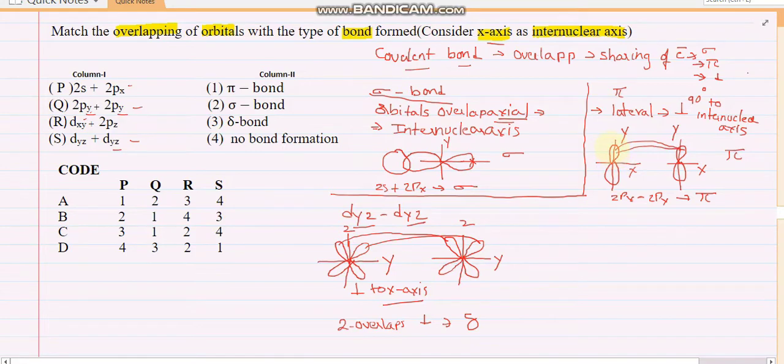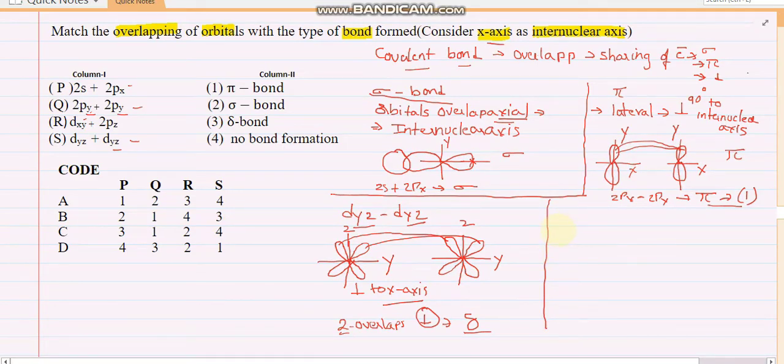Here how many overlaps? One orbital overlaps with another orbital. Here in a pi bond, only one overlap. Here it results in two overlaps. Two overlaps in a perpendicular direction, delta bond. One overlap in a perpendicular direction, pi bond. So here dyz results in the formation of a delta bond. Now let's go into the next option.